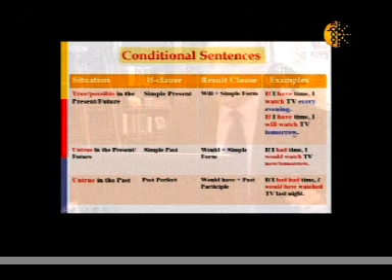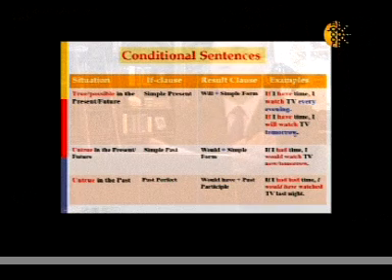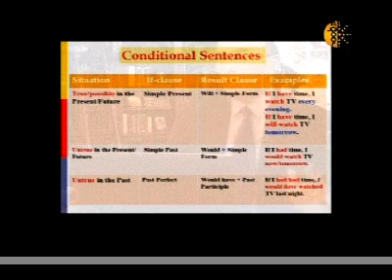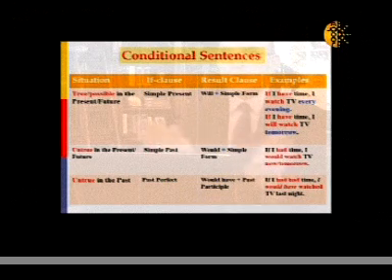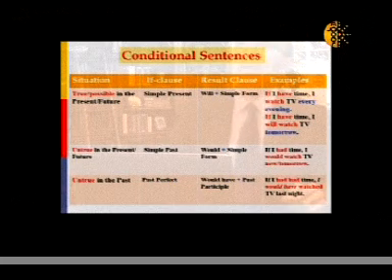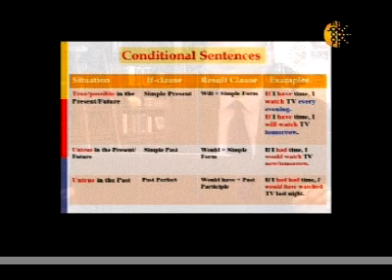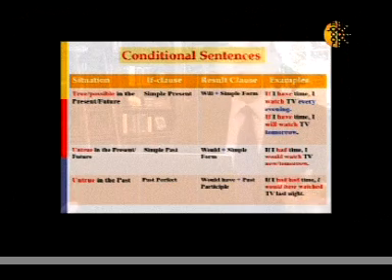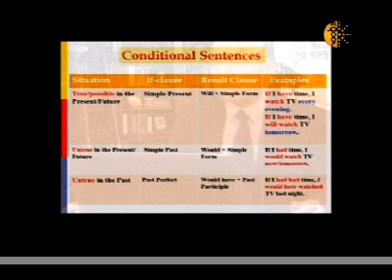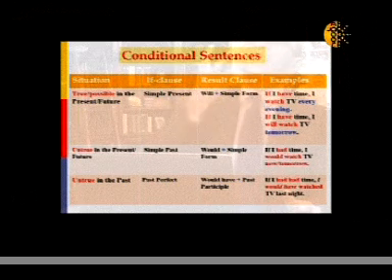It's a possibility. Also, it's possible to switch the places of the if clause and the result clause. You could say, I will watch TV tomorrow if I have time. So the place of the if clause and result clause is not set. You could switch them around. You could start a sentence with the if clause, or you could start a sentence with the result clause. But the word if determines which one is the if clause. So that's a possibility, because the verbs are future and present.